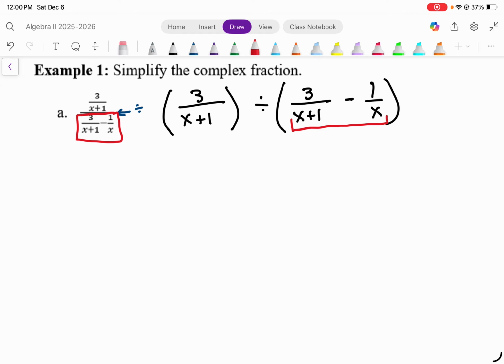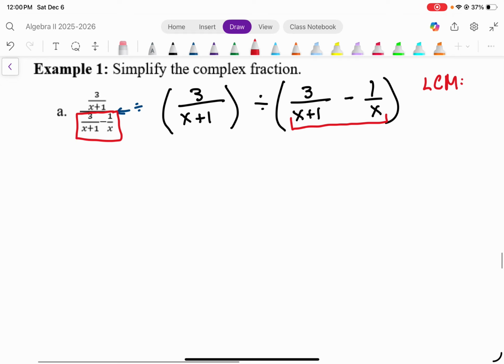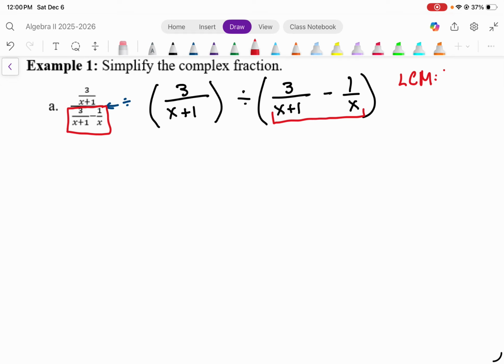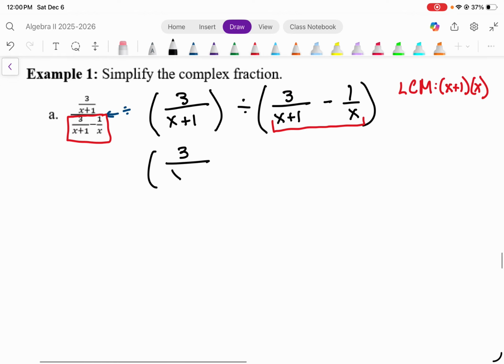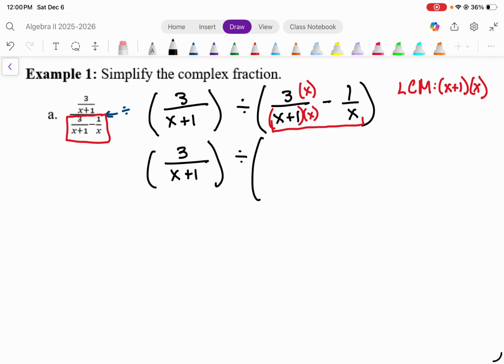So we need our LCM. If we look, the first one has an x plus 1 in the denominator, and then the second one has just an x. So that's going to be our LCM. That's what we need both of our denominators to be for those fractions. So this first one here, we're not going to do anything with that. We'll leave it as the 3 over x plus 1, divided by. Okay. So then the first fraction already had the x plus 1, but it needs an x to get that common denominator. So on the top, it would become 3x over x times x plus 1.